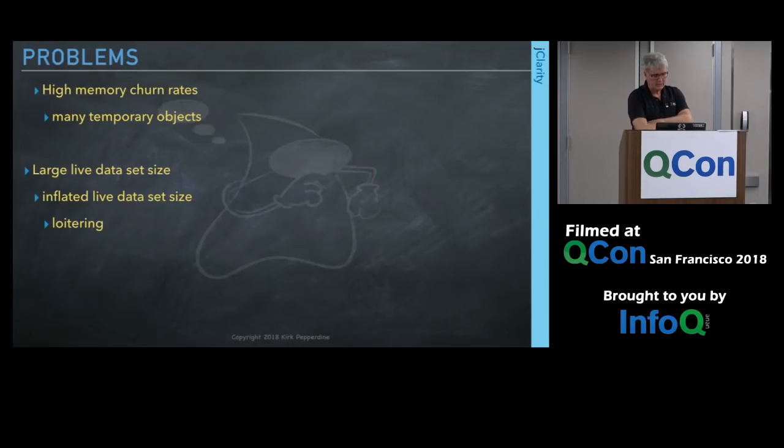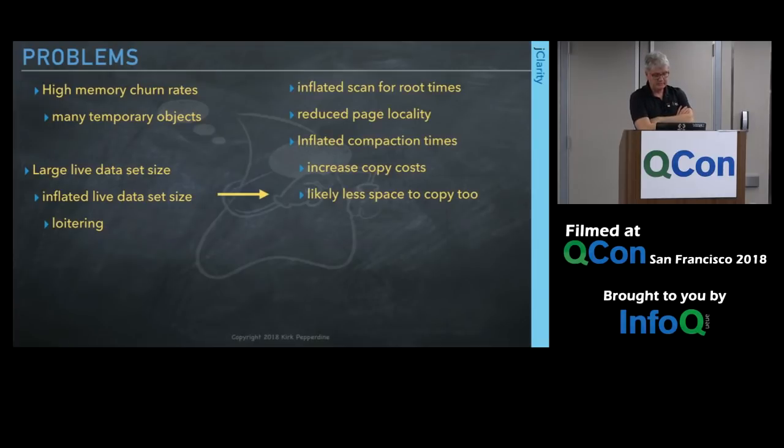Okay. Next problem is large live data sets or inflated data set sizes, as I mentioned, because of loitering. And really, in this case, we get inflated scan for roots times. So that means that every time we do a garbage collection, we have to find the root set, which means I have to go through all the data to figure out who's pointing into that young generational memory pool or Eden survivor. And that's just something that's linear with the amount of data that I have to scan through. So if I have more data, it's just simply going to take longer, right?